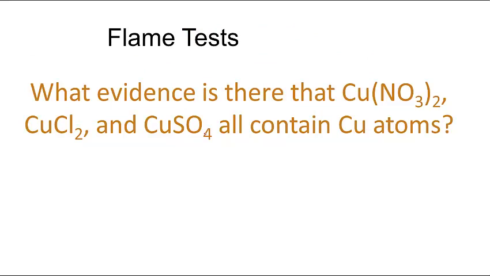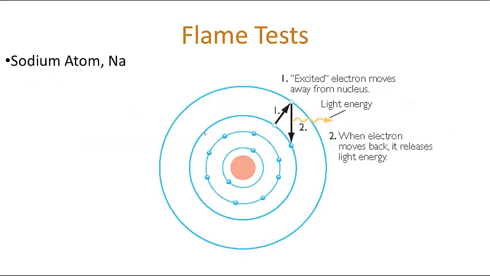And going back, what evidence is there that CuNO3, CuCl2, and CuSO4 all contain Cu atoms? Well, all of those solutions would burn green in the flame test. Okay, so if we want to detect if a metal atom is present in a sample, we can use the flame test. Now, how does this actually work?